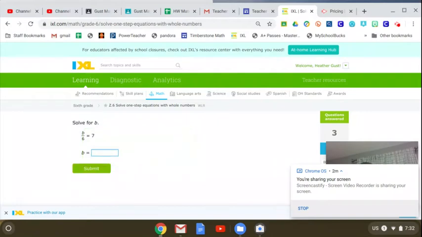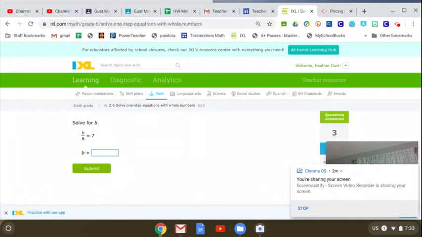Now, this is the one that I think is giving a lot of you some trouble. I have a variable over 6, and it looks like a fraction, but you have to remember that that fraction bar is also a division bar. So this is actually saying b divided by 6 equals 7. So I want to know what number divided by 6 equals 7.